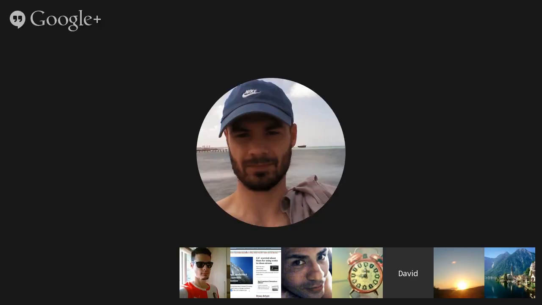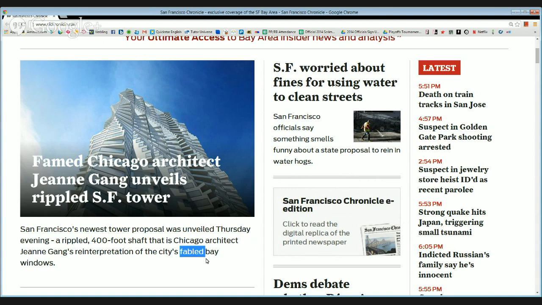Has been made in reinterpretation of the city's fabled bay windows, yeah. So bay windows are windows that sort of stick out the front of a house a little bit. See how they stand out? How the building isn't flat. These windows stand out. So in the old Victorian architecture, the bay windows would stand out. This is a modern interpretation, so it's a reinterpretation. Yeah. So let's look at some other headlines and see what we can do.